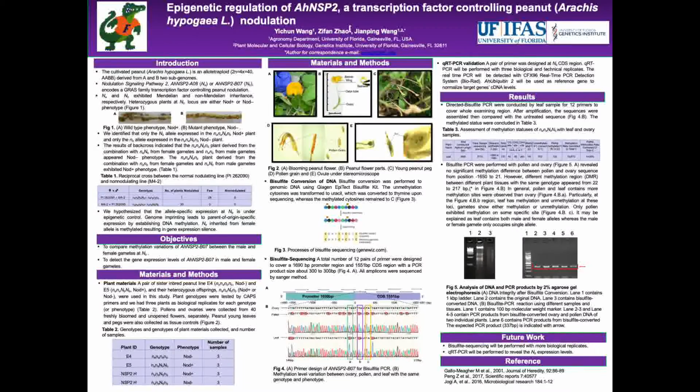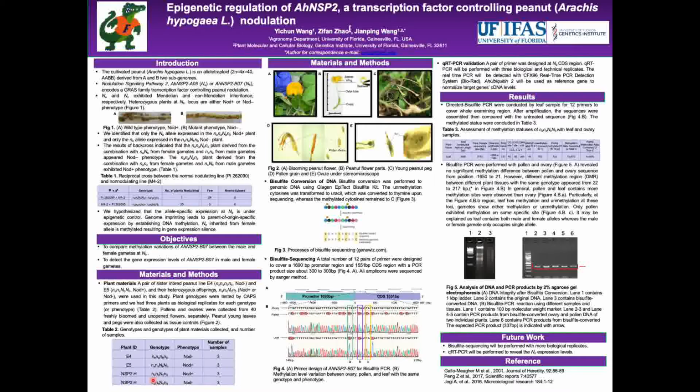We have identified that NSP2 encodes a transcription factor controlling peanut nodulation. The wild-type NSP2 results in NOD+ phenotype, and it is dominant to the mutant NSP2, which exhibited NOD- phenotype. Interestingly, NSP2 of A subgenome follows Mendelian inheritance, and the separation rate of F1 heterozygotes is 3:1. While the NSP2 in B subgenome exhibits no Mendelian inheritance pattern, the separation rate is nearly 1:1.